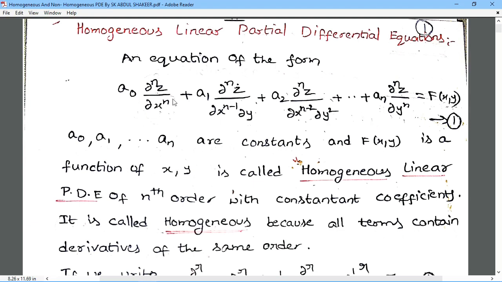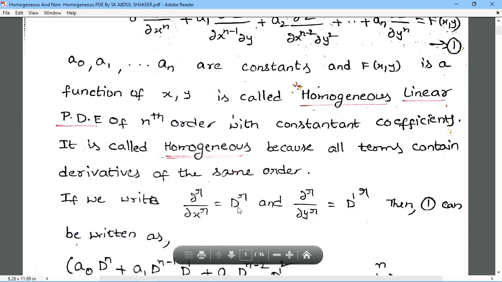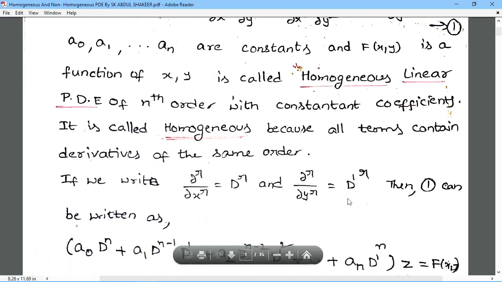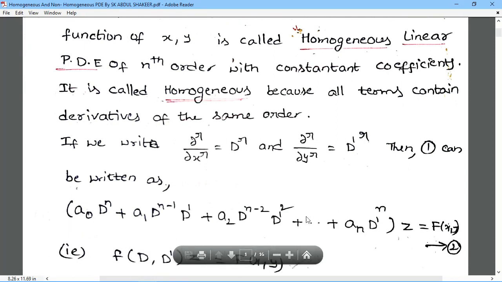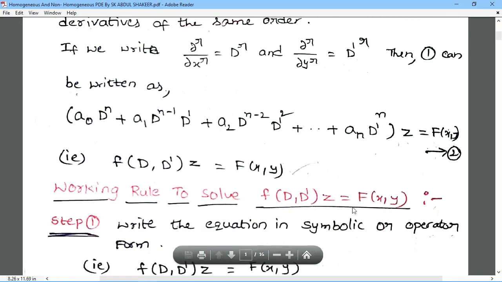Now we can write the symbolic form or operator form of this equation. To write the symbolic form, we use operators D and D dash. The operator D is ∂/∂x and operator D dash is ∂/∂y. That is, D^r means ∂^r/∂x^r, and D dash^r means ∂^r/∂y^r. Using these operators, we can write the symbolic form. So equation 2 is the operator or symbolic form.